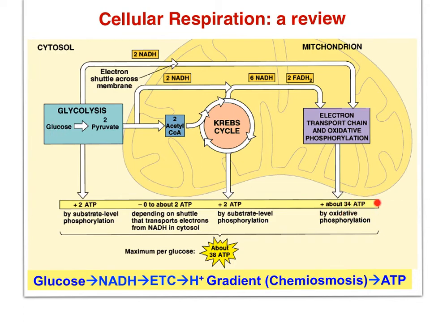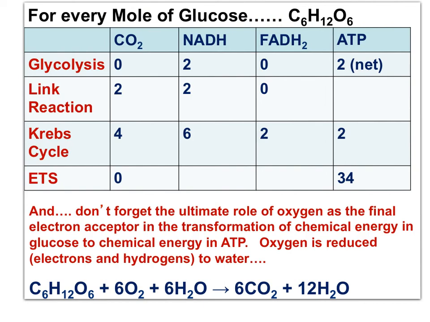34 of those molecules are produced at the electron transport system. In overview, glucose and the intermediates that follow are oxidized. NADH is formed carrying high-energy electrons to the electron transport system, where a hydrogen ion gradient is formed, resulting in ATP formation. Here is the table that accounts for all products in all parts of cell respiration.